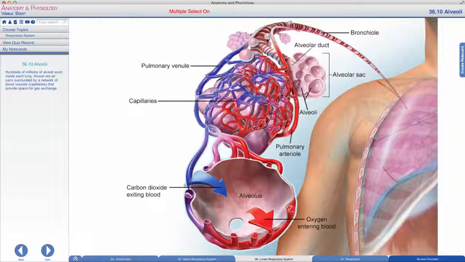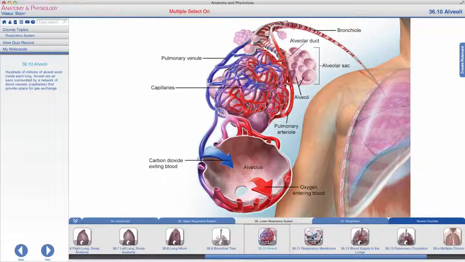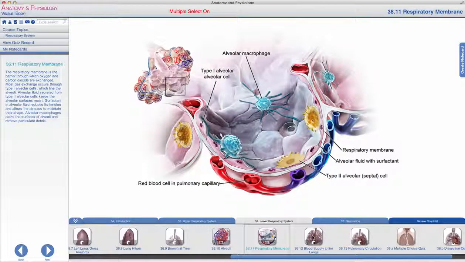The alveoli here are significant because, as you can see in this enlarged image, this is where the many diverting capillaries, arterioles, and venules from your pulmonary arteries and pulmonary veins are actually going to wrap around the lungs. This forms something that we know as the respiratory membrane, which we can see in tab 36.11. This respiratory membrane is important for the exchange of gases between the blood and the alveoli.